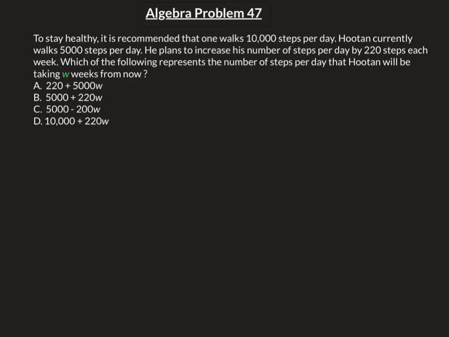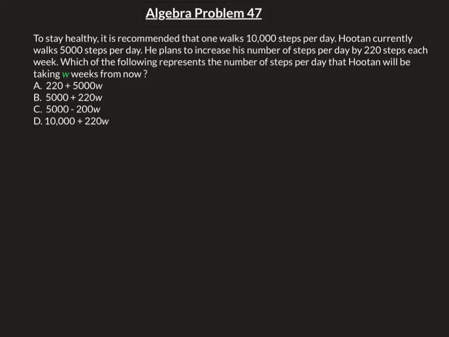In this video, I'll be showing you how to solve this algebra problem. So the question is, to stay healthy, it is recommended that one walks 10,000 steps per day. Hooten currently walks 5,000 steps per day. He plans to increase his number of steps per day by 220 steps each week. Which of the following represents the number of steps per day that Hooten will be taking W weeks from now?